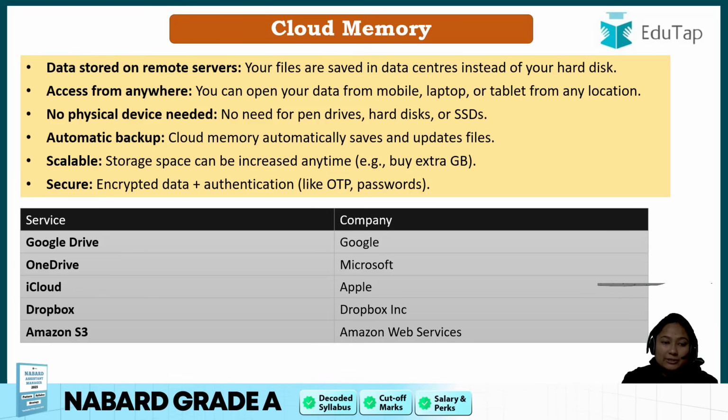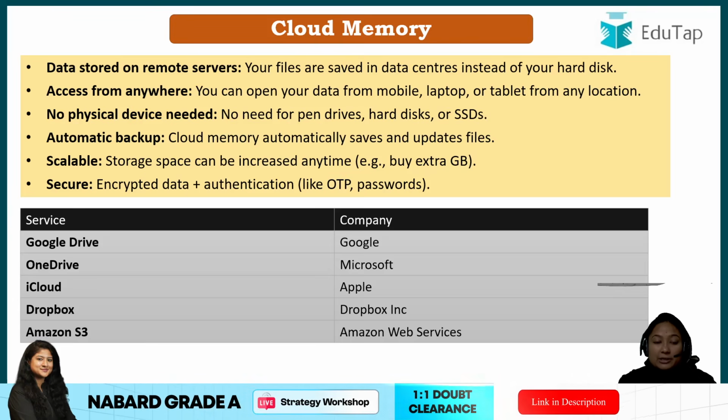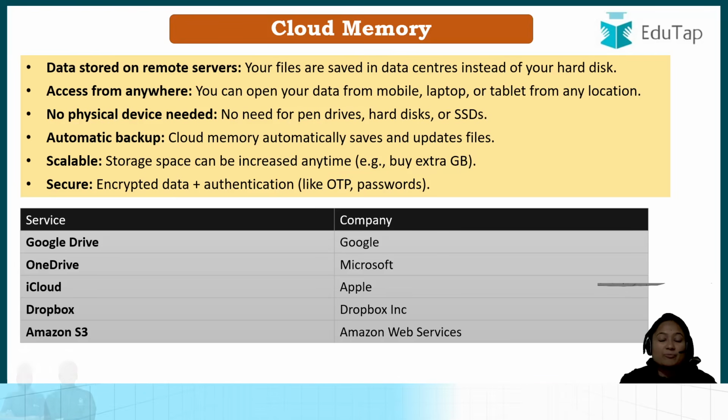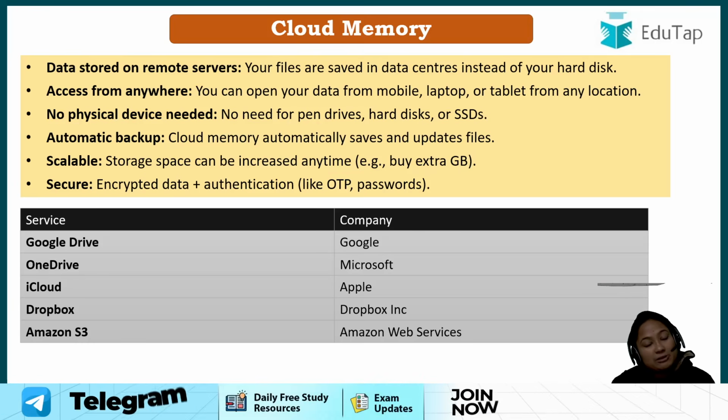So we have Google Drive offered by Google, we have OneDrive offered by Microsoft, we have iCloud offered by Apple, we have Dropbox offered by Dropbox Inc. We also have Amazon S3 offered by Amazon Web Services. So these are all the offerings that we are getting from various companies. For your example, you will also have to remember these names.